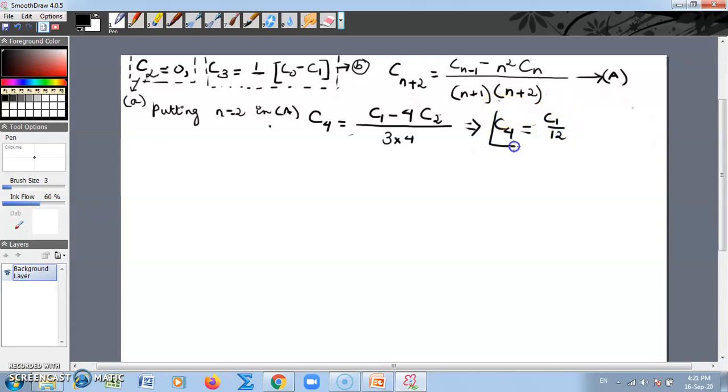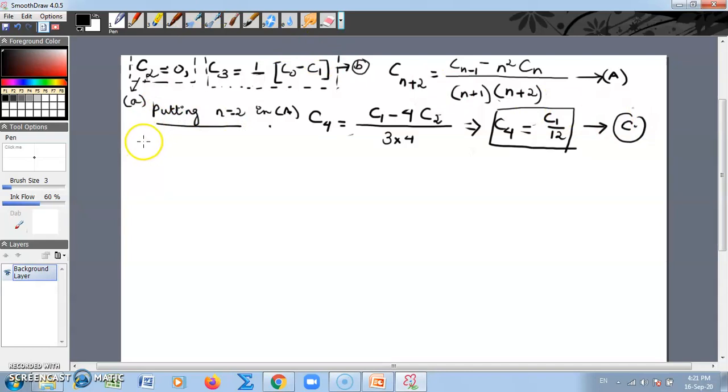So we had equation A, B, and let this be C. So we have A, B, C. We'll use all of them to find the solution at last. So this we did by putting n is equal to 2.